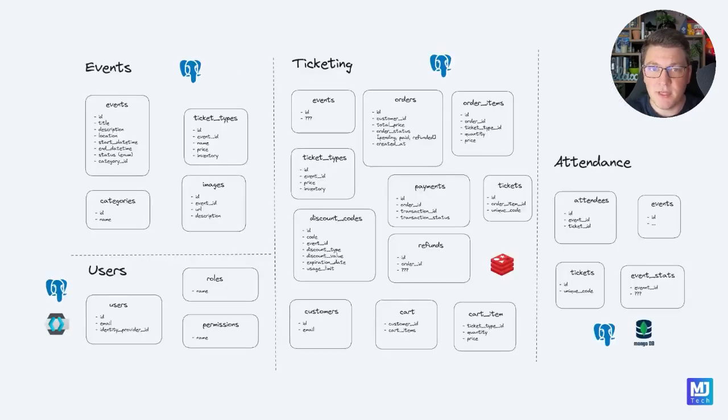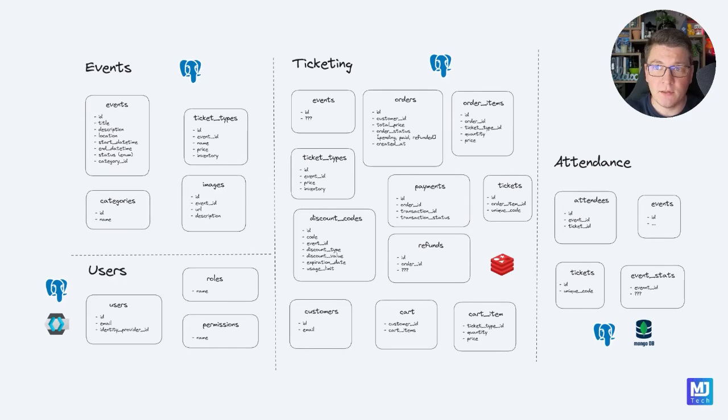Here's the conceptual diagram again of the 4 modules that we have inside of our event management system. We have the ticketing module as the core domain, the events module as a supporting subdomain, as well as the attendance module as another supporting subdomain, and we also have the users module as a generic subdomain, which mostly deals with user identity and authorization.